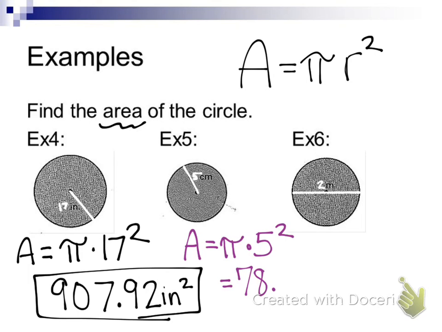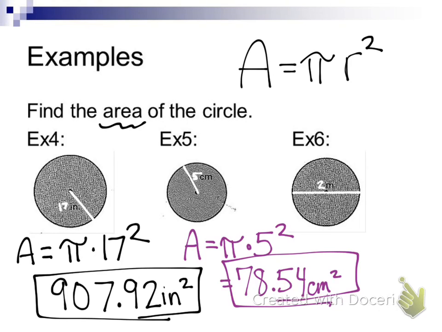Anyone have the answer for me? I gave away the first 2 digits. I got like 78.53. 539. So what do you do? 4. Yeah, so 5, 4. And we're talking about centimeters. So centimeters squared.